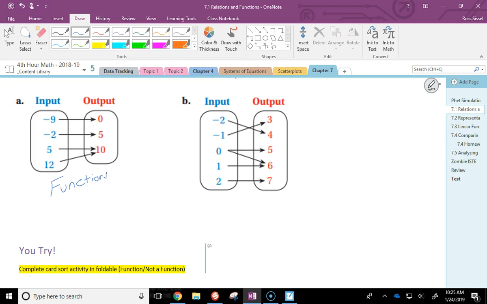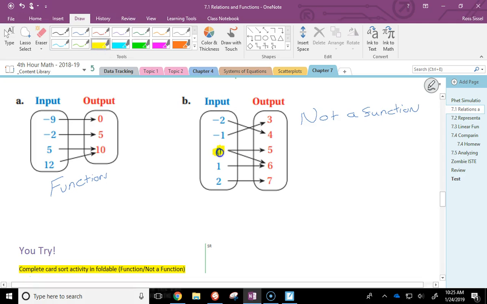Ooh, you guys got that right away. Why is it not a function? Raise your hand if you can tell us why. Why is this not a function, Dusty? Because one input goes to more than one. Which one? 0. Good.